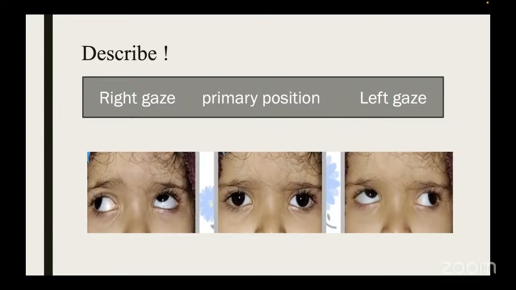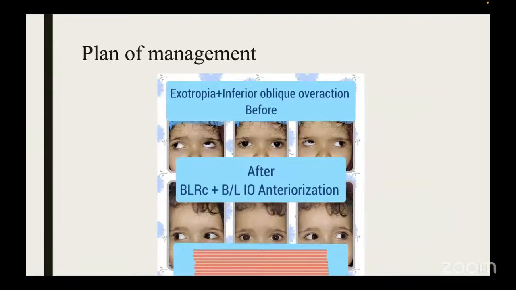So this is the patient before the surgery and after the surgery. What I have done is bilateral LR recession with bilateral inferior oblique anteriorization, or anterior transposition. I usually use this technique when I have +4 inferior oblique overaction. As you can see, the result is good. The inferior oblique overaction improved and the exotropia improved as well.